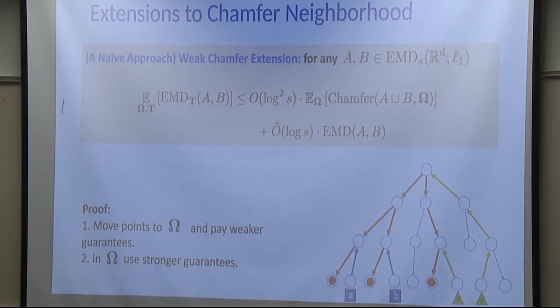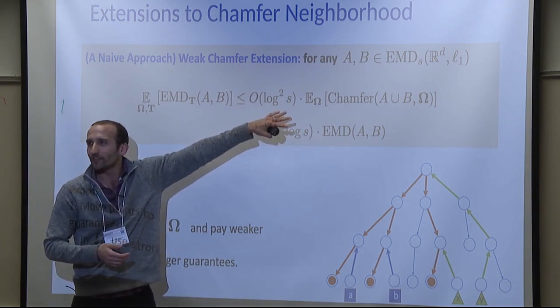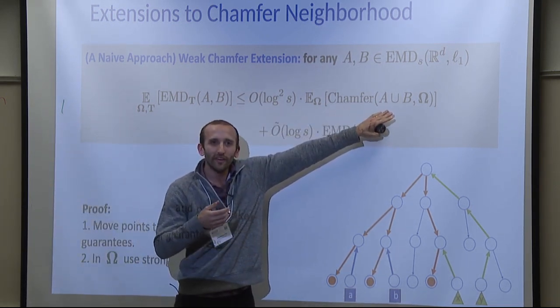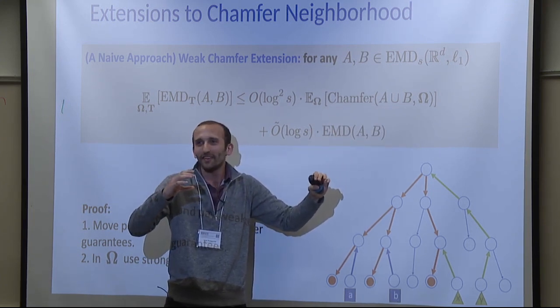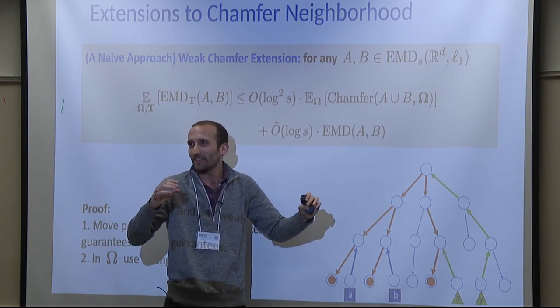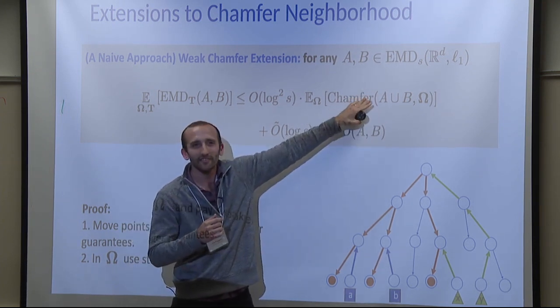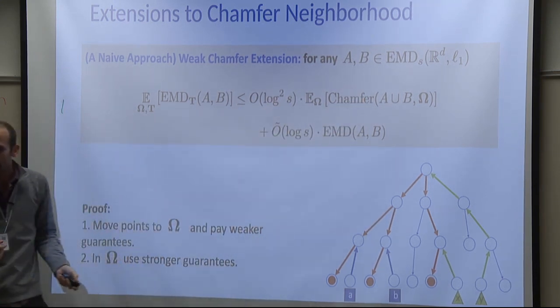Okay, so that would be the weak extension lemma, because it's just naively transferring the points. And oftentimes it could be that, remember, n was very big, s was not that big, so poly s is really not capturing that much of the data set. You could be in the situation where the chamfer distance is really just the same as the EMD, so you're effectively paying log squared s.